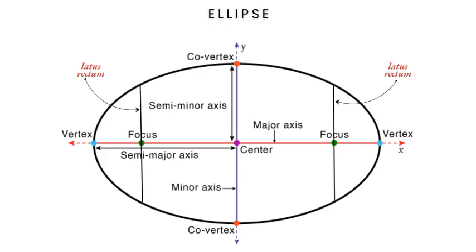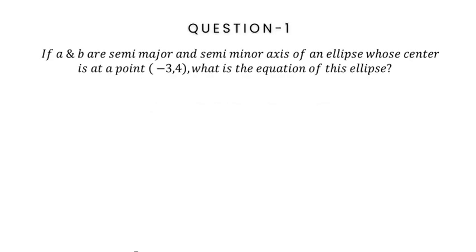This is the full-blown diagram of an ellipse, and in this diagram you will find all important parts of an ellipse. In this video, we are going to take up 11 questions of different types based on the properties of an ellipse and work on their solutions. The first question is, if A and B are semi-major and semi-minor axes of an ellipse whose center is at the point (-3, 4), what is the equation of this ellipse?